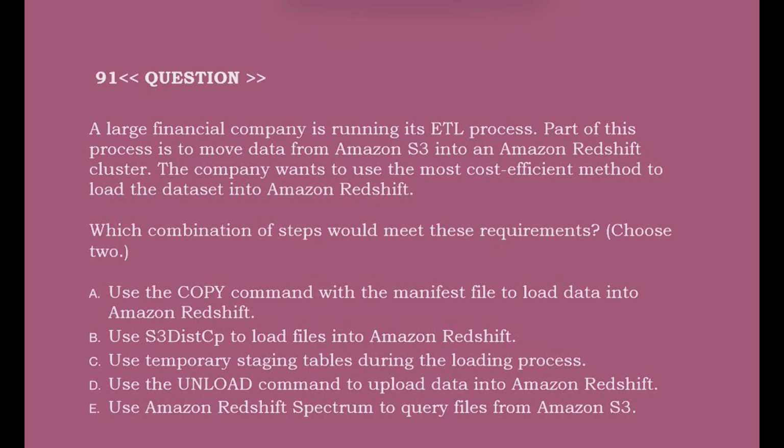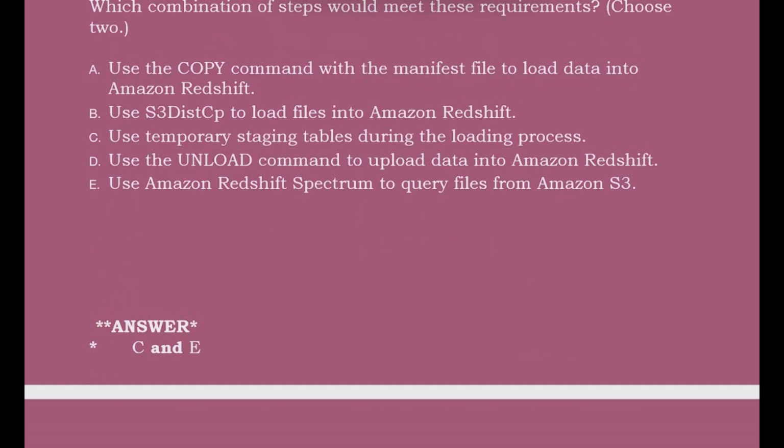Choose two options. Option A. Use the COPY command with the manifest file to load data into Amazon Redshift. Option B. Use S3DistCp to load files into Amazon Redshift. Option C. Use temporary staging tables during the loading process. Option D. Use the UNLOAD command to upload data into Amazon Redshift. Option E. Use Amazon Redshift Spectrum to query files from Amazon S3. Correct answer is option C and option E.